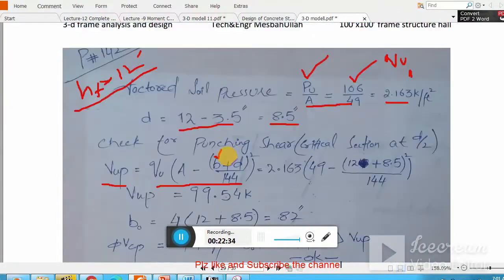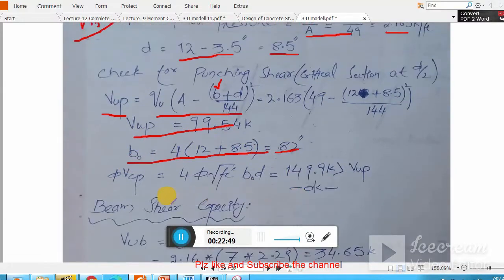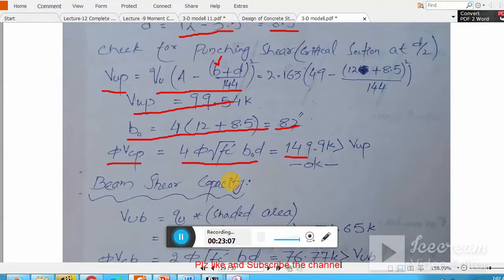Now you see, we do the calculation. Remember, we have to take the square of these two values. We got our punching shear as 99.54. We already calculated B naught, that is 82 inches, and my punching shear capacity of the concrete is 4 root FC prime times B naught, as defined by the ACI code, so 149. My punching shear capacity is more than my punching shear, so the depth of the footing is sufficient for punching shear. Now I have to check it for beam shear as well.